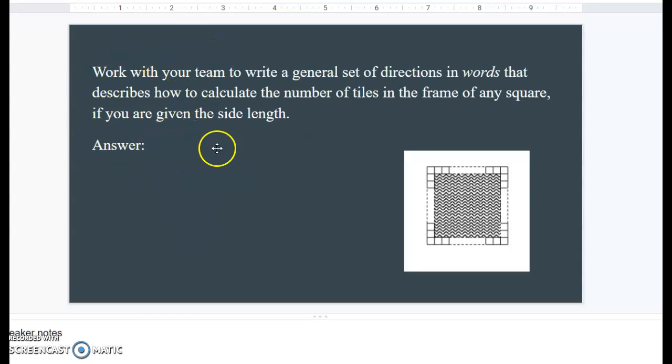Then here's the first slide that you have to do. Work with your team to write a general set of directions in words that describe how to calculate the number of tiles in the frame of any square if you're given the side length. So if I give you the side length of, let's say, 10, how would you write directions on how to find how many tiles are in the full frame?